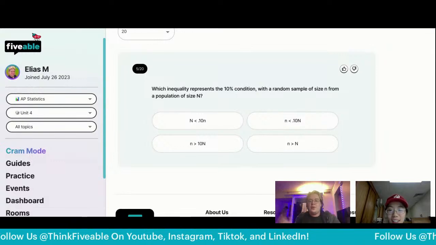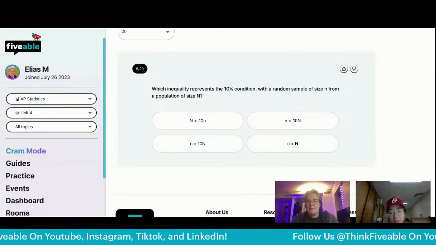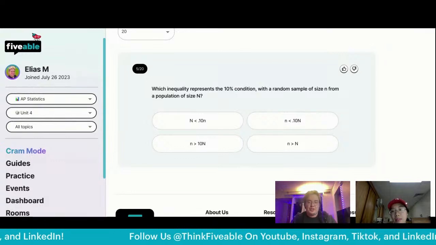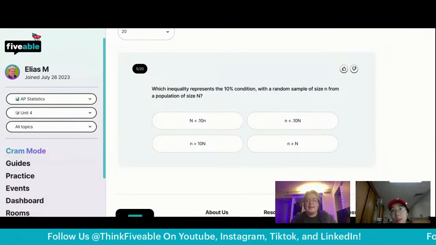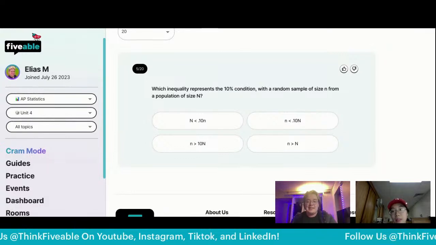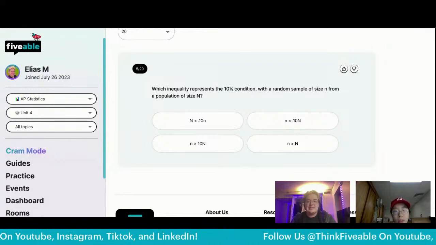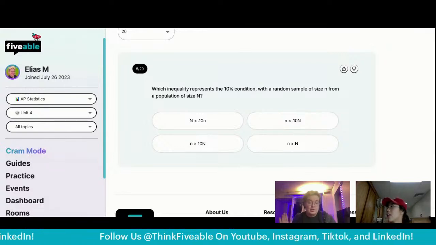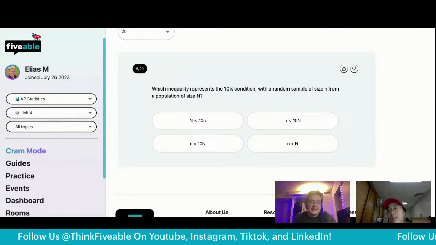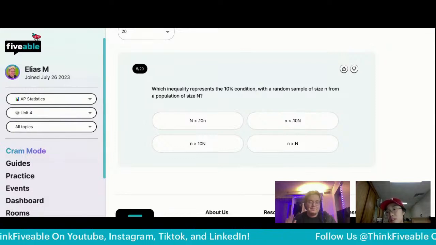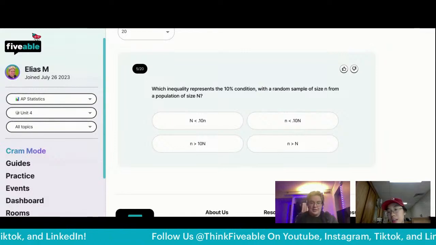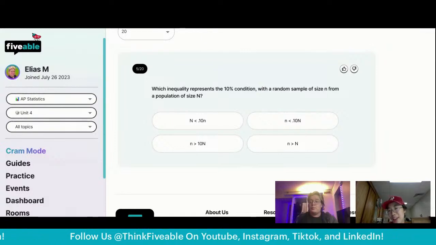So with the 10% condition, the 10% rule is basically assuming independence between trials. And what that means is if the sample size is less than 10% of the total population, you can assume in that case that it is independent. So yeah, keep going.